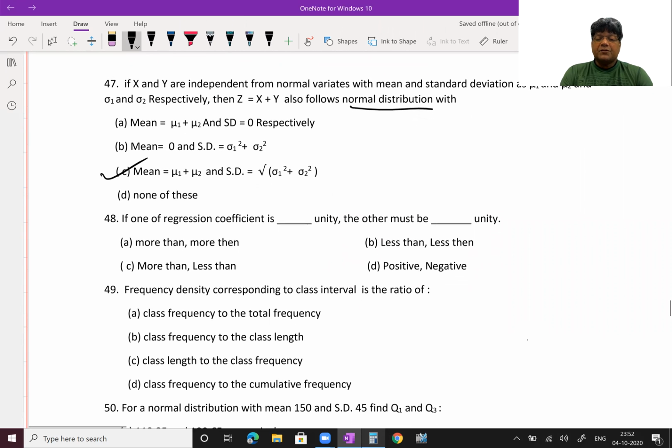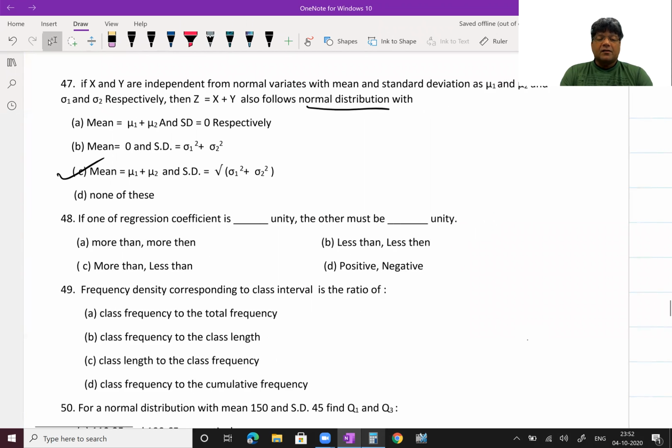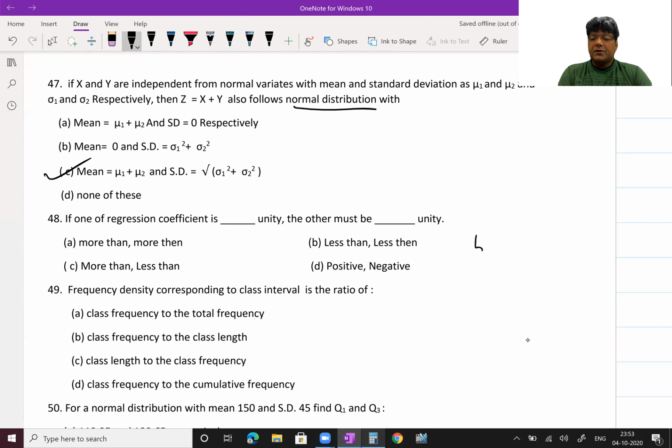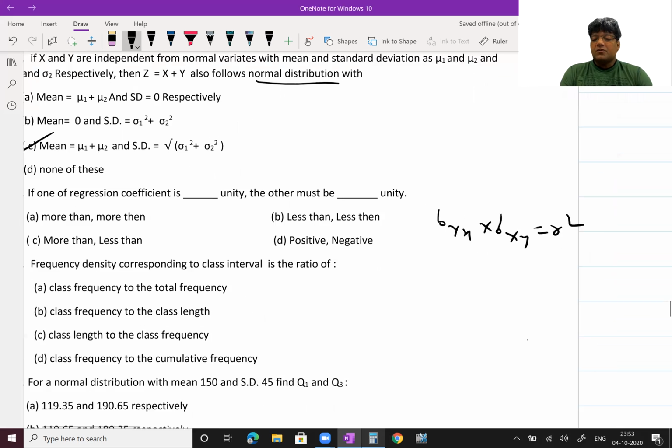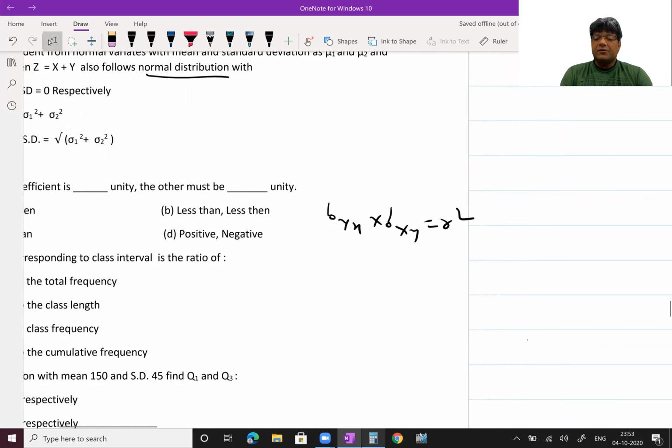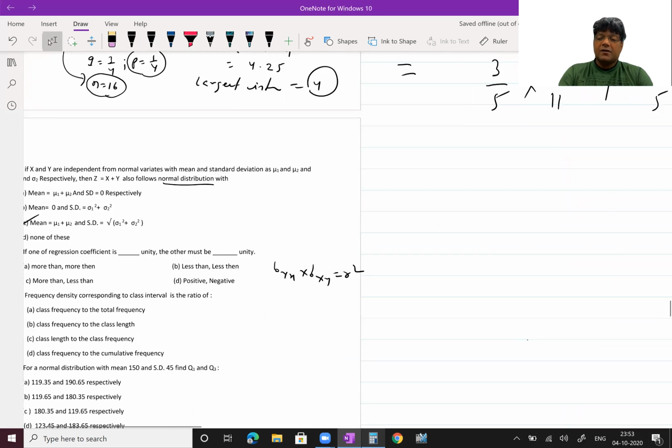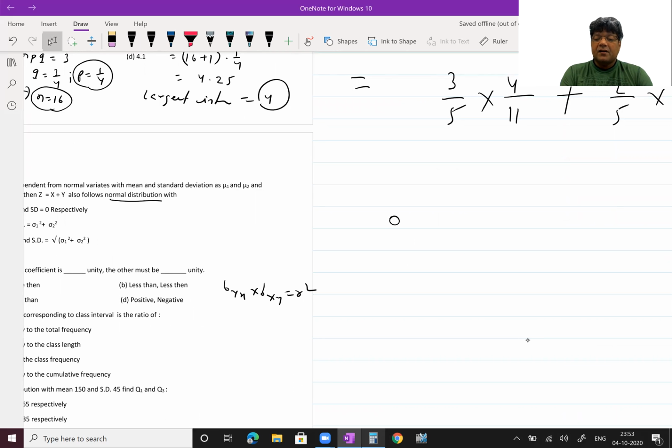One of the regression coefficients is, guys, you know, byx into bxy is equal to r square. Also, you know, r square lies between 0 to 1. And r square means byx into bxy, so this product will also lie between 0 to 1.